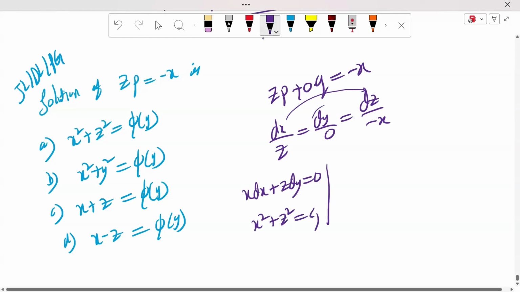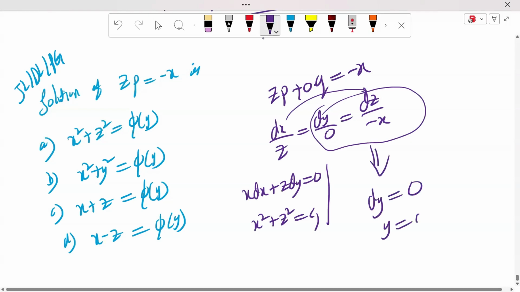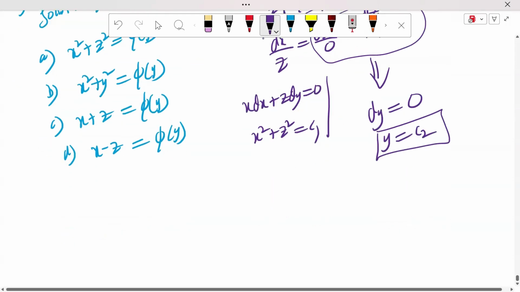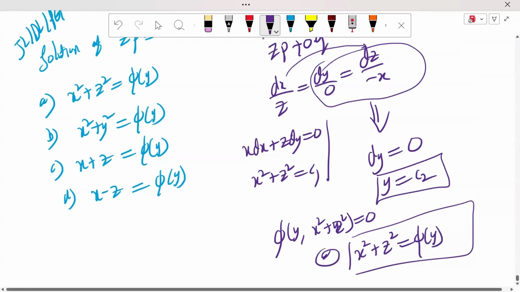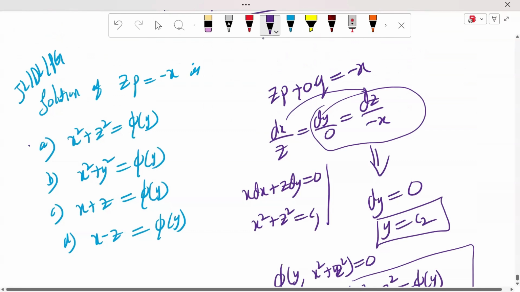We can take the second fraction and third fraction, both are equal. It is nothing but dy is equal to 0, y is equal to c2. It is the second solution, integrating on both sides. So phi of y comma x square plus z square is equal to 0, or x square plus z square is equal to phi of y is the solution. Where is the solution, sir? x square plus z square is equal to phi of y.